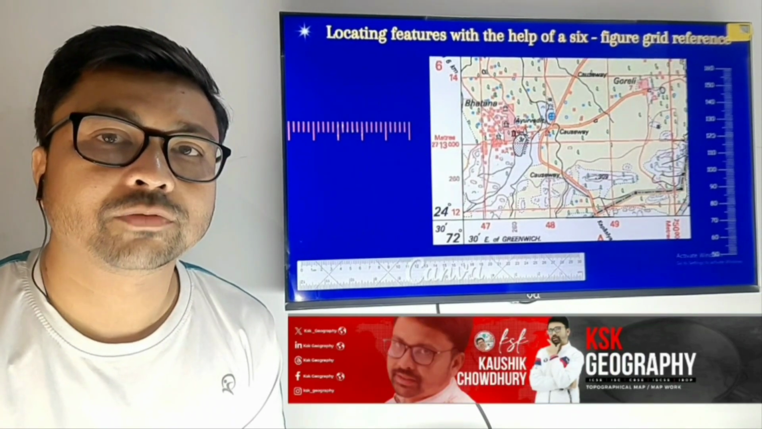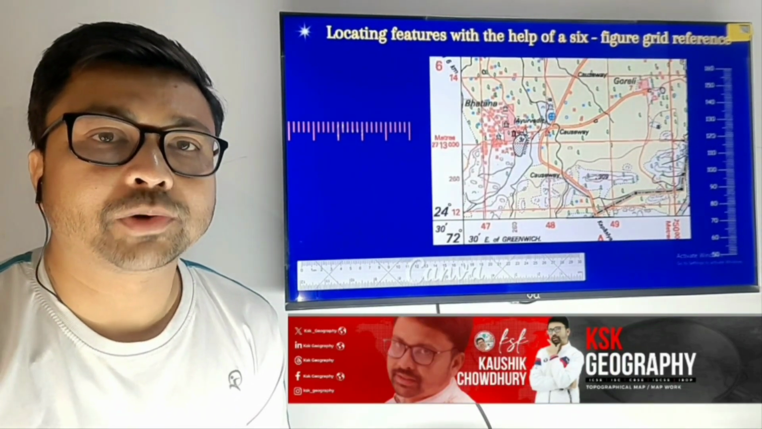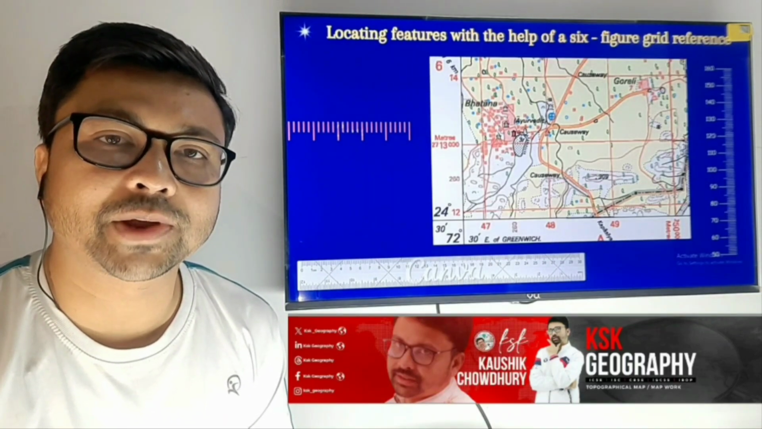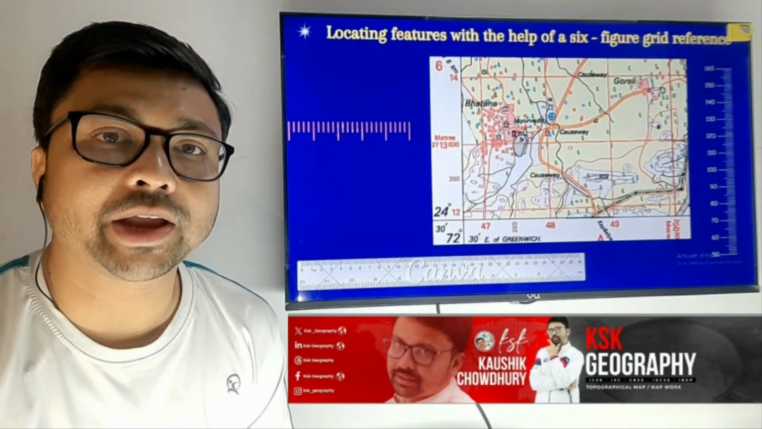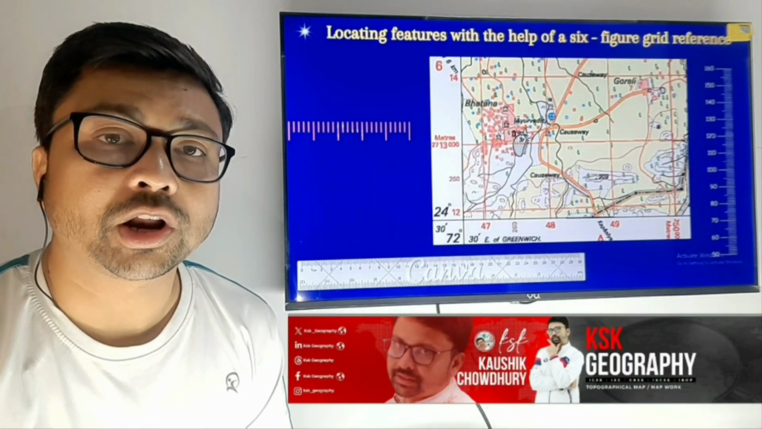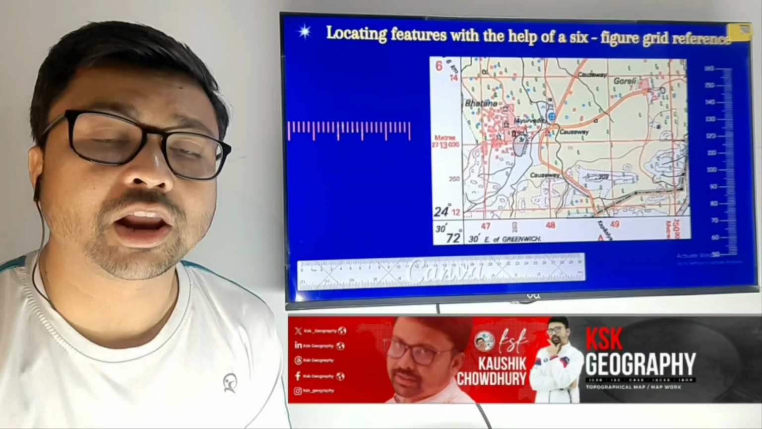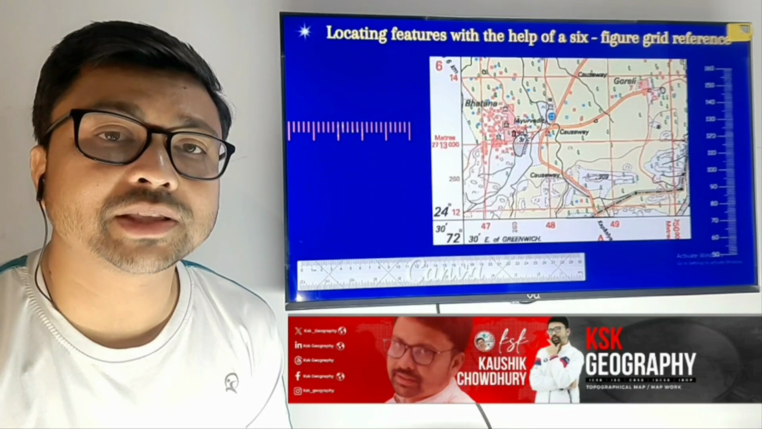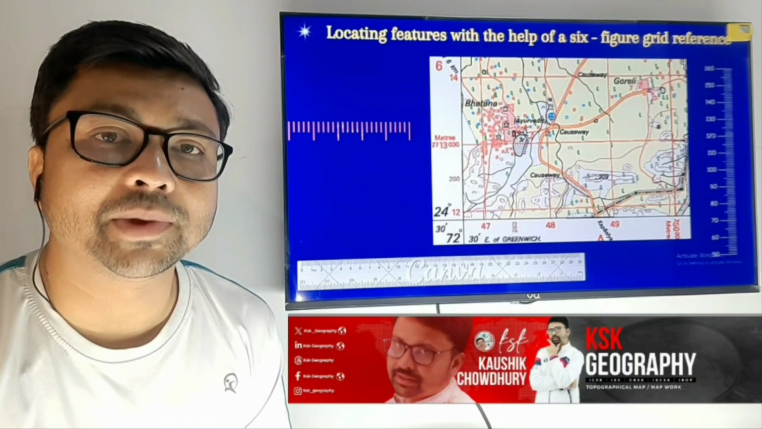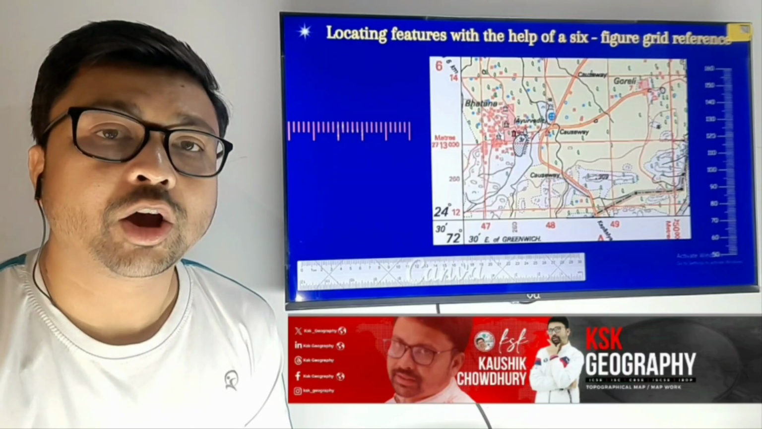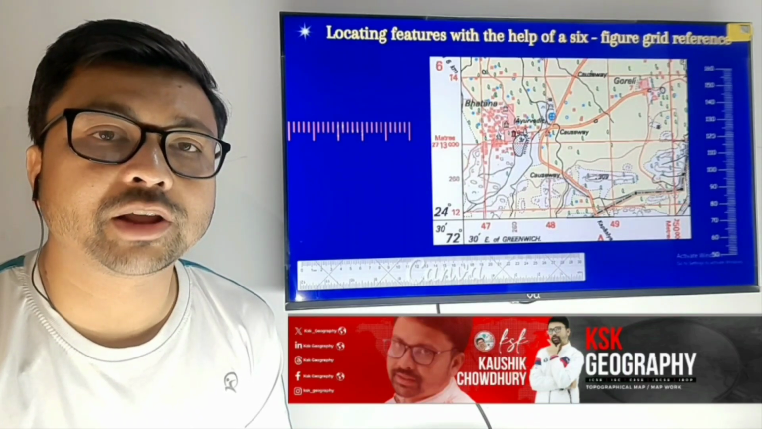Now let's talk about the 6-figure grid reference. For the 6-figure grid reference, first of all, obviously you need to get the 4-figure grid reference. Now you need to find the 3rd digit of easting and the 3rd digit of northing. For easting, you need to hold the scale horizontally. If you hold the scale horizontally, you will get that 3rd digit. It means you will get the number in millimeters. Now 2 centimeters represent 1 kilometer. So here, how many millimeters do you get? You will divide by 2.